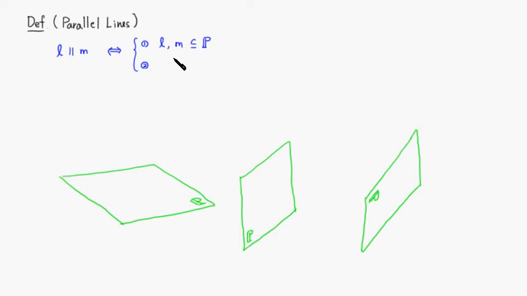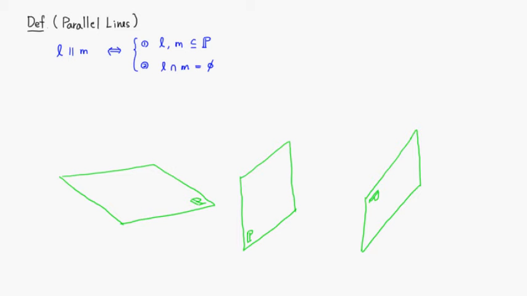In order to be parallel, we know that there should not be any intersection. So L intersect M has to be an empty set. So those are the two conditions. So here's an example.